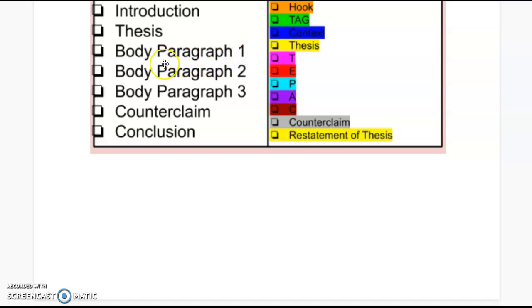Now we're missing body paragraph 1, 2, 3, our counterclaim, and our conclusion. Remember, for body paragraph 1, it's going to be TPAC. We talked about this. If you're still confused, look at your notes, watch my video from yesterday. It's going to be the same for body paragraph 2, and body paragraph 3 is the same with a little bit of a twist. Hopefully you remember what that twist is. I'm totally not pointing to it at the moment. And then what is your conclusion? Okay? So that's what you're going to be working on today.